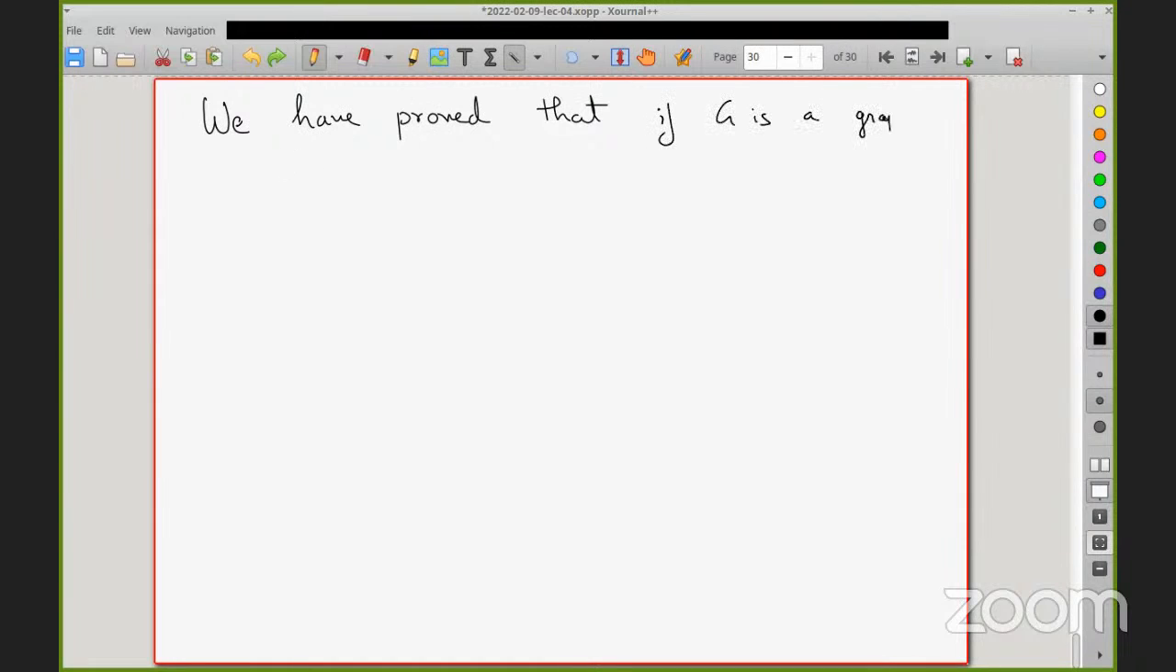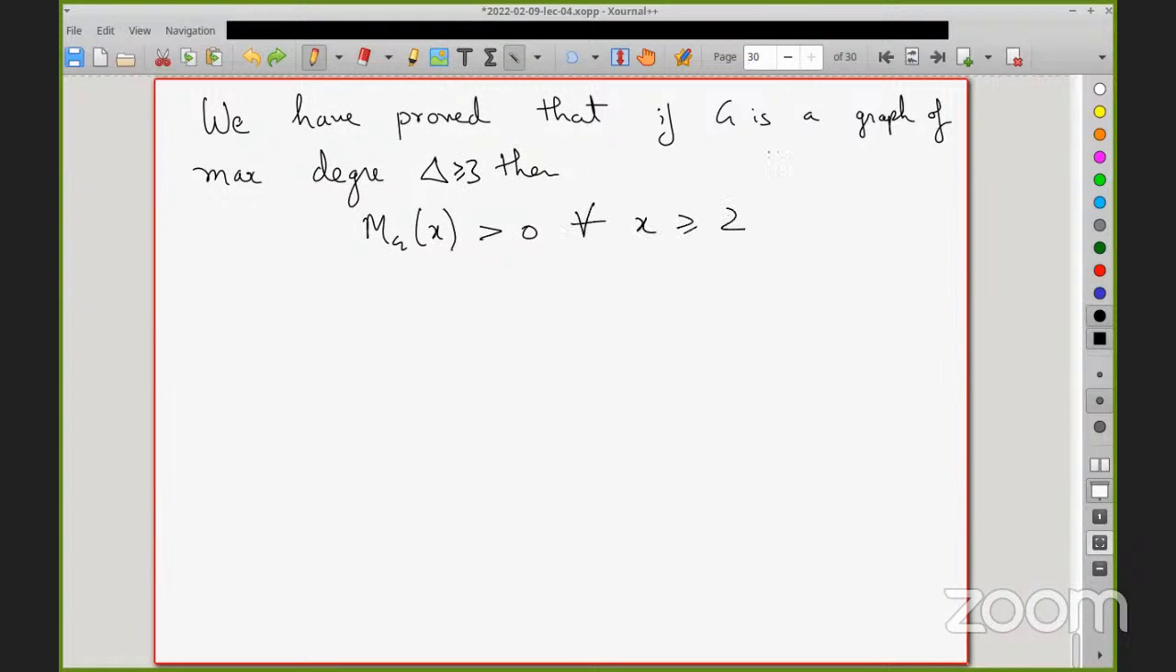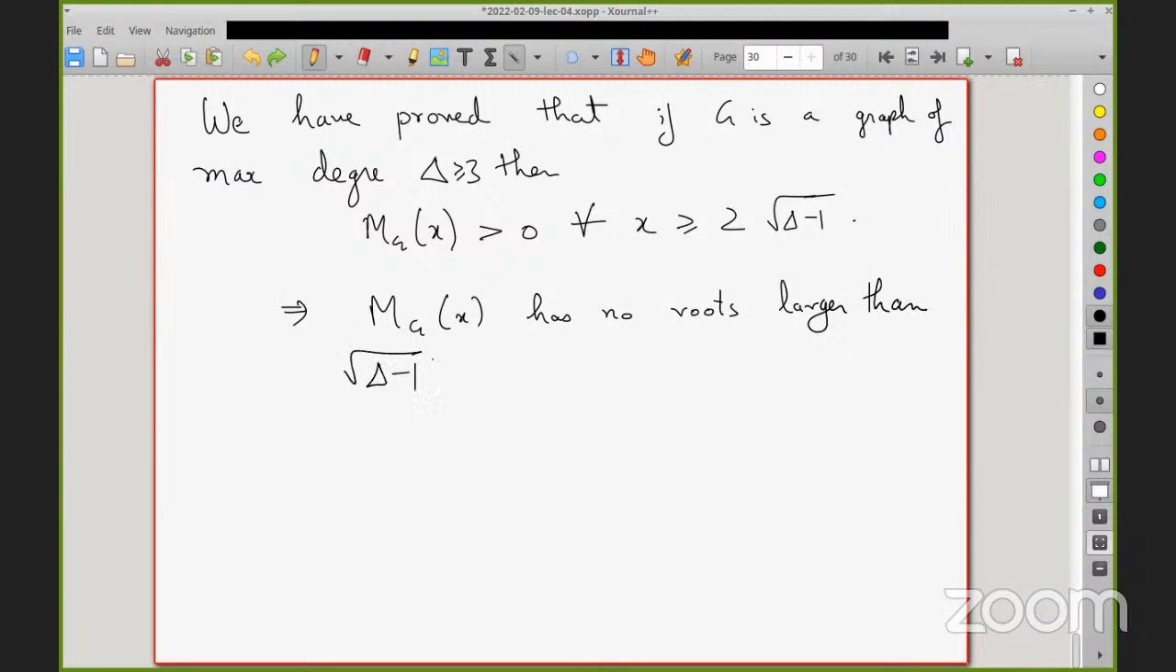G is a graph of max degree delta. Then if G x is greater than LVX, this implies that G has no roots. In fact, even equal to, because yes.